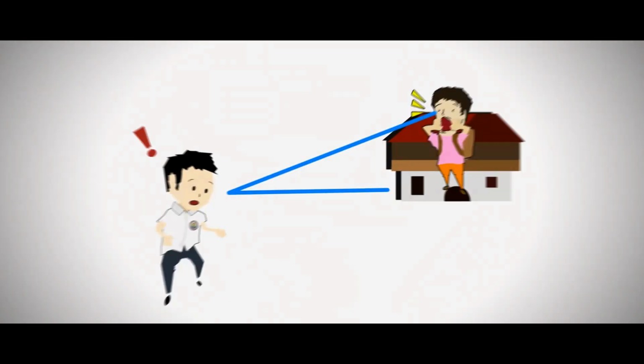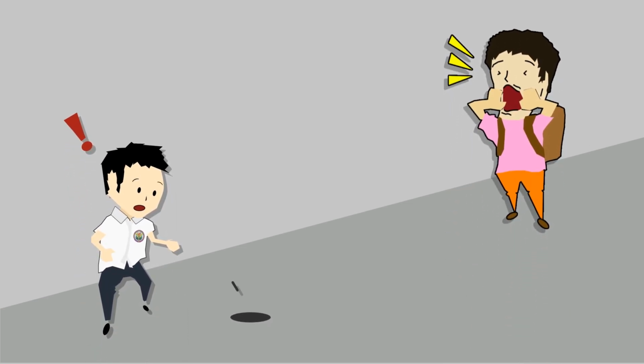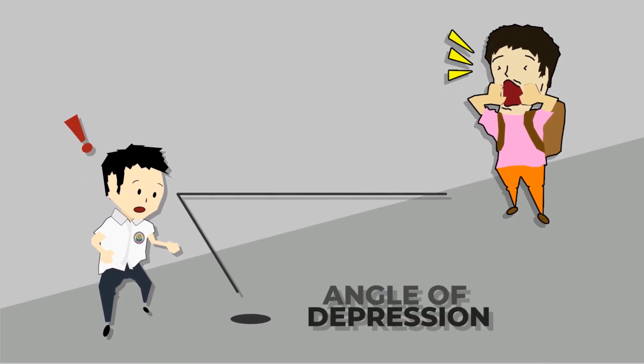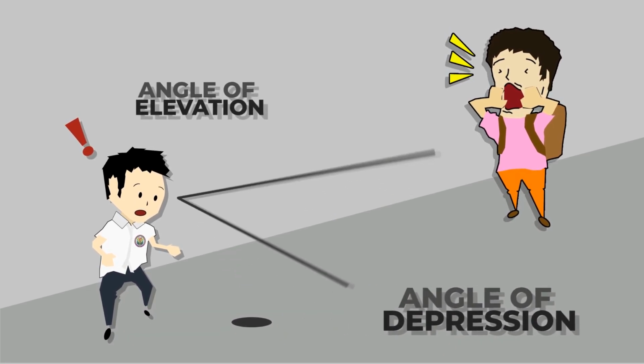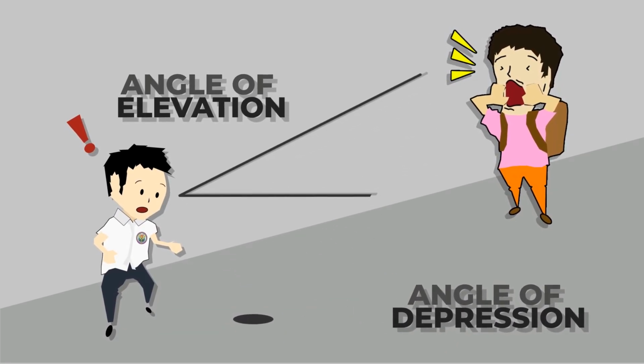He looked up at the said tourist. The angle formed when the student looked down at the coin is an angle of depression, and when he looked up at the tourist, an angle of elevation was formed.